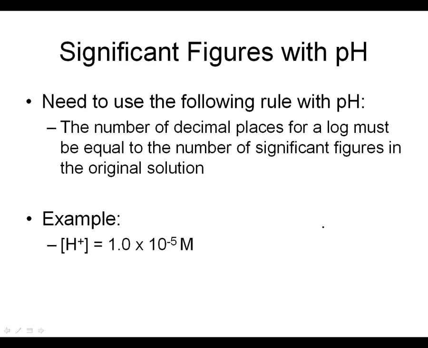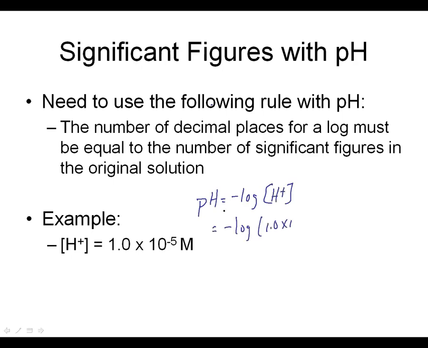Okay, so if we calculate this, again, we're going to use the pH equation, and that is our formula. So the pH is equal to minus the log of the H plus concentration, and that's going to be minus the log of 1 times 10 to the minus 5.